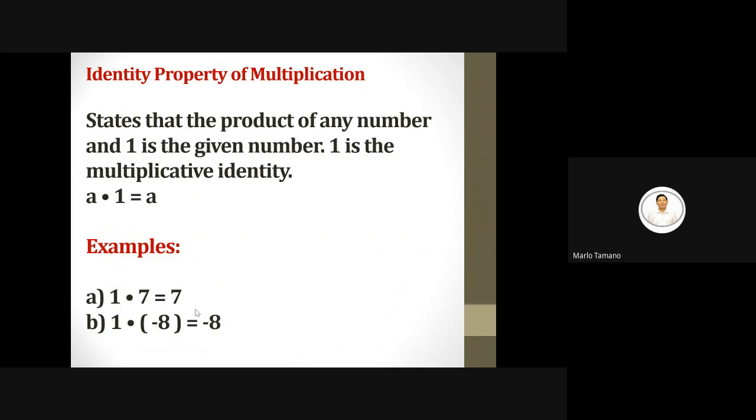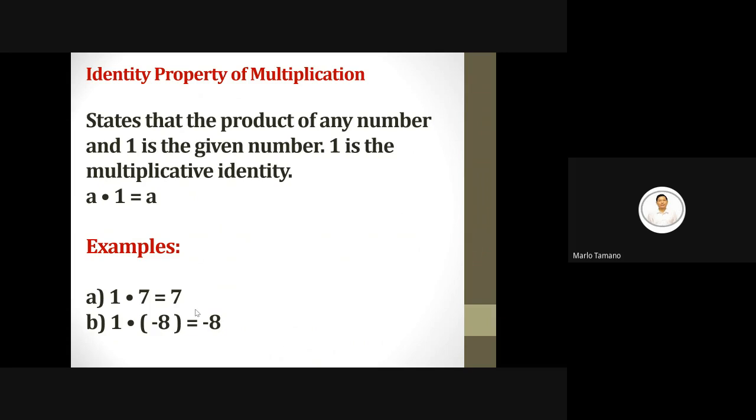Identity property of multiplication states that the product of any number and 1 is the given number. 1 is the multiplicative identity. So A times 1 is equal to A. Meaning to say, any number multiplied by 1 is equal to that number itself.